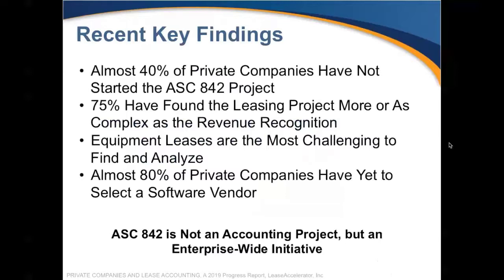Here's some statistics that we got from another survey that we looked at, and as you can see, a significant percentage of private companies haven't started the project yet. Significantly more complex for a number of companies. And the key component here is that 80% of private companies have not yet selected a software vendor. So we think over the next 7 or 8 months and probably into 2020, there'll be a lot of activity in this area and a lot of businesses and companies that will be looking for a software solution to handle this issue.